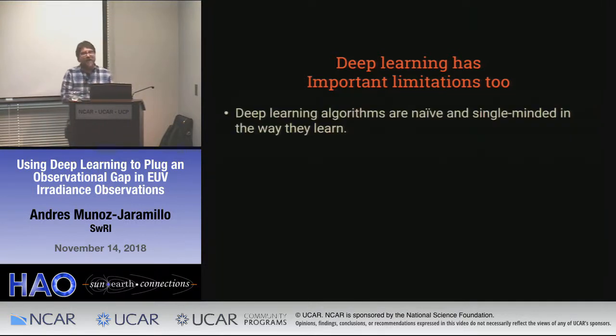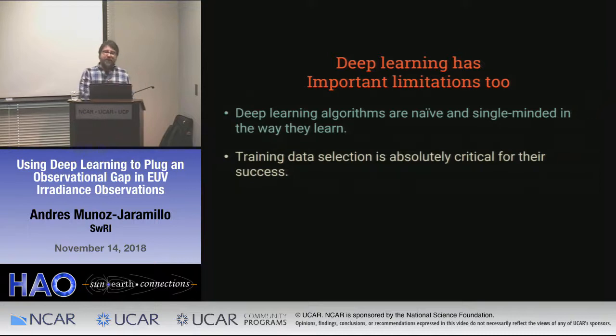So deep learning algorithms are naive and single-minded in the way they learn, right? And that's where I think the biggest weakness is. That's why it is so important to pair them up with the human. You are the person that provides context and criterion. And training data and selection is absolutely critical for their success.